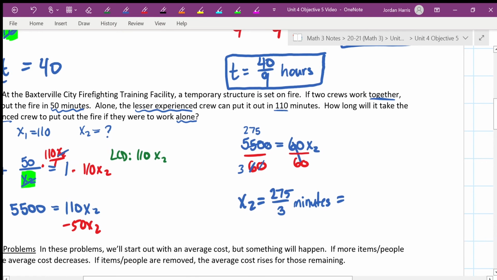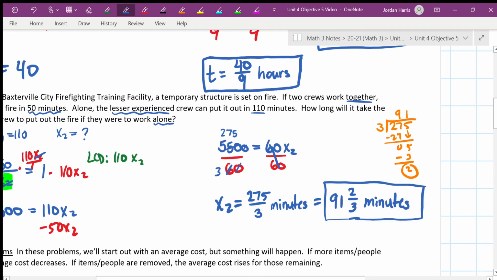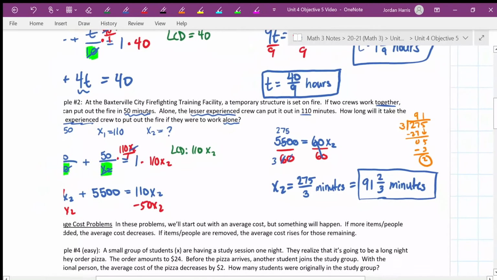by actually dividing. Okay, so on the side here, I'm going to do a little long division. 275 divided by 3, first is 9. Bring down the 5, and I get 1. And that's my remainder. So I get 91 and 2/3 minutes. That is how long the more experienced crew would take by themselves.